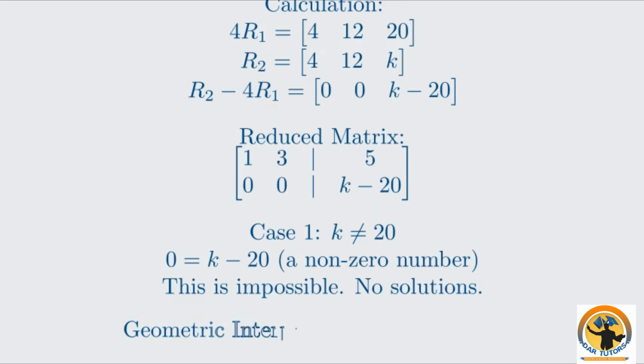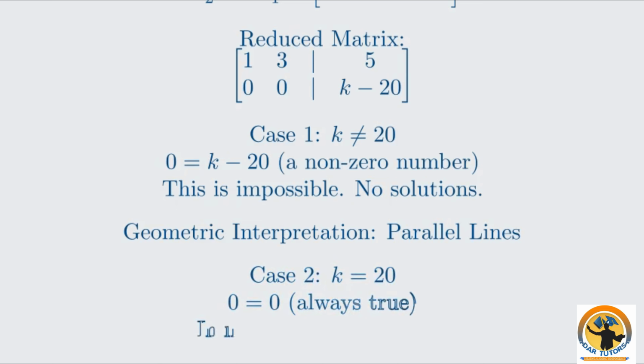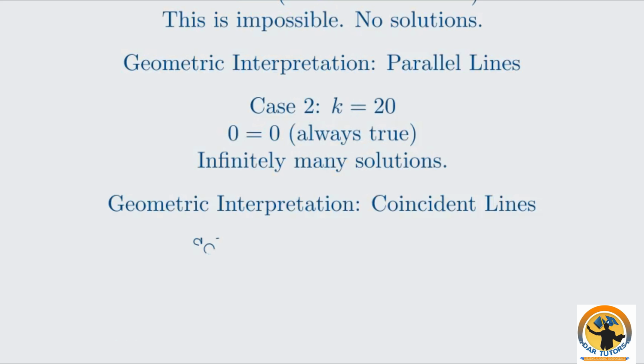Geometrically, no solutions means the lines are parallel. They have the same direction but are distinct. Case 2. If k is equal to 20, then k minus 20 is 0. The equation becomes 0 equals 0, which is always true. This means the second equation is redundant and provides no new information. Geometrically, this means the lines are coincident. They are the same line.